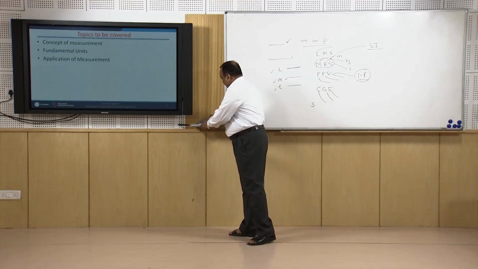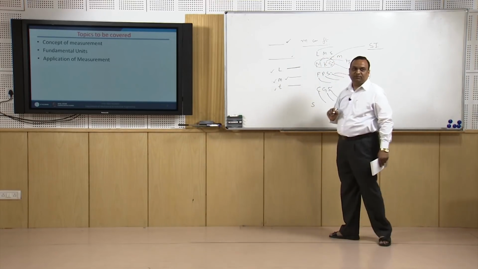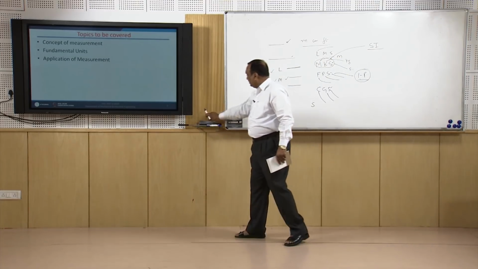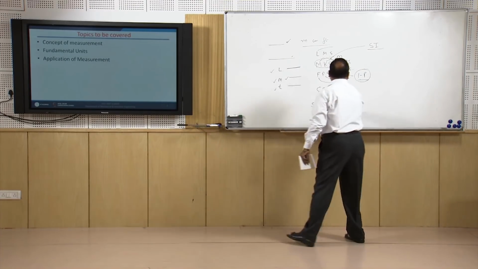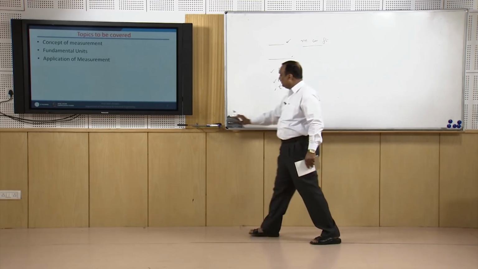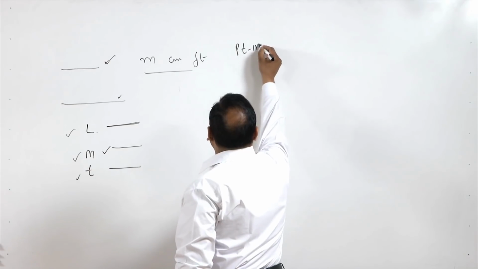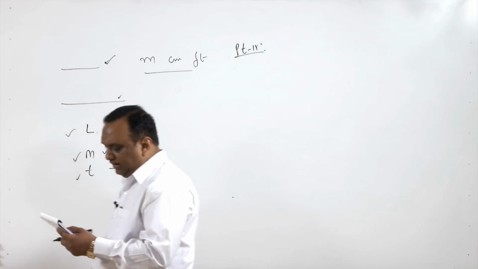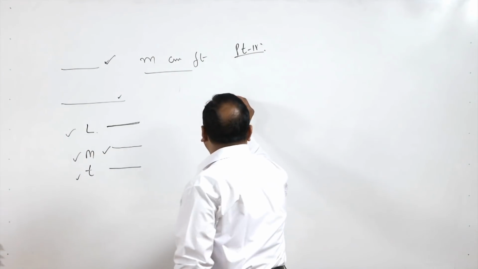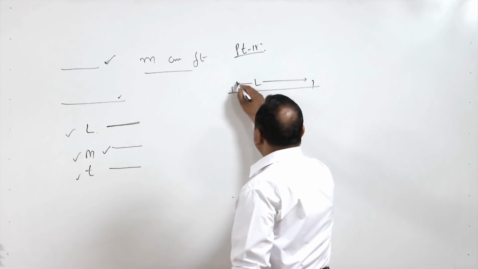Now we will start with the standards. Standard for length. What do we call a standard for length? Earlier, the standard of length was the length of a rod. There was a platinum iridium rod in the International Bureau of Weights and Measures in Paris. So the length of that rod between 2 points was considered 1 meter.